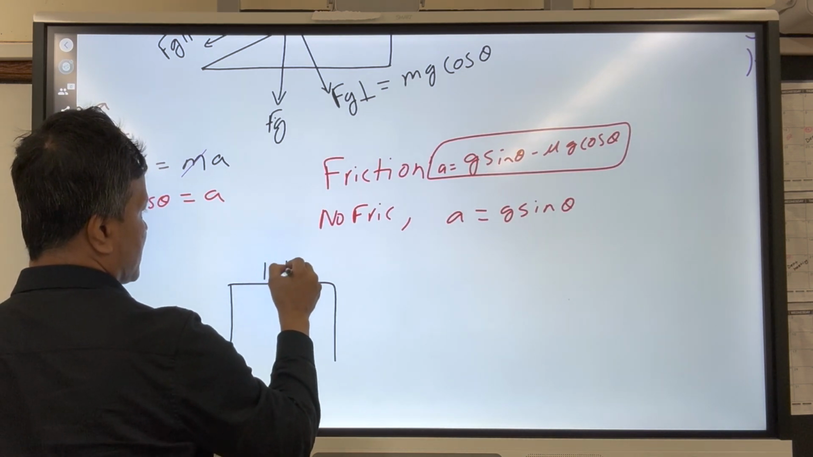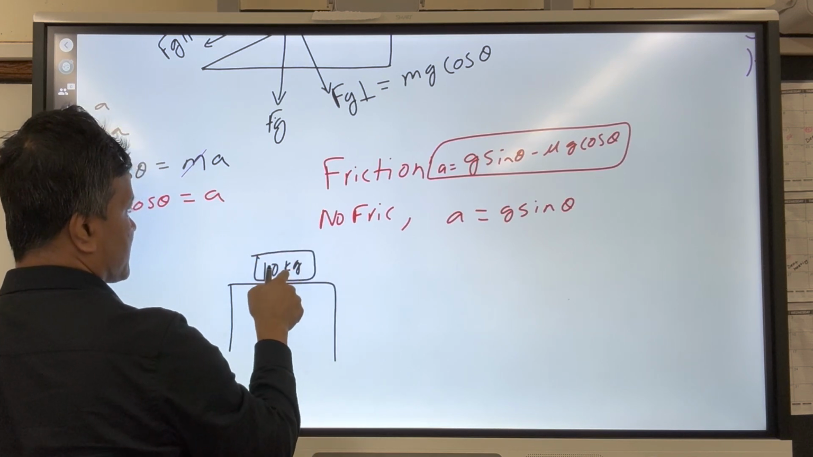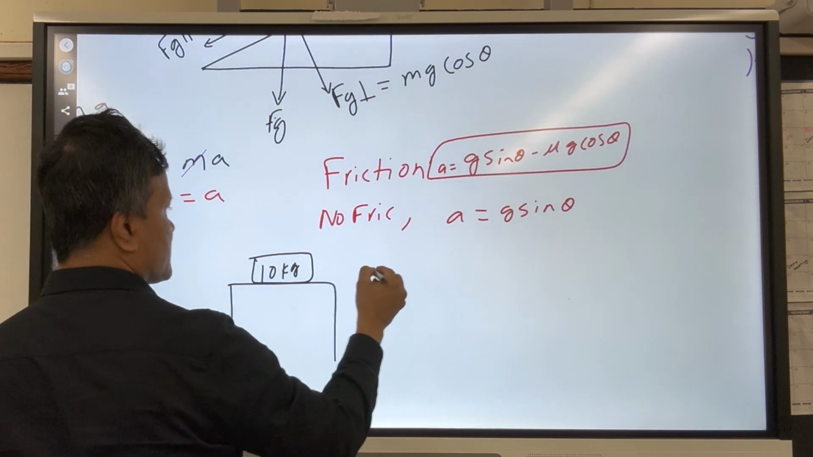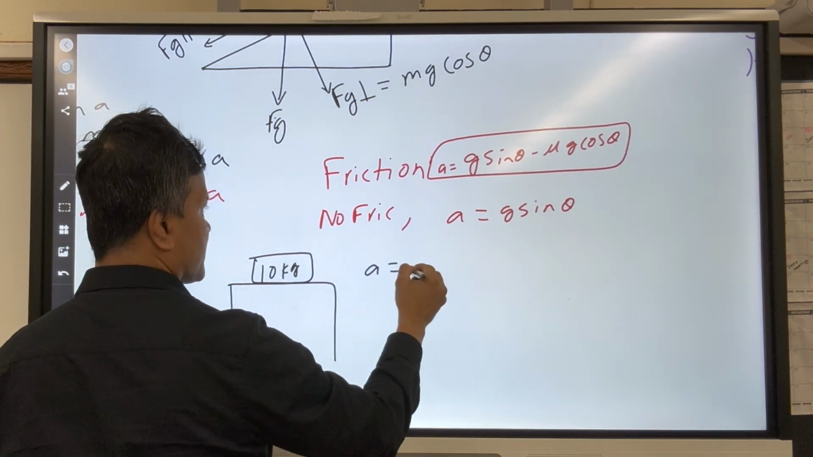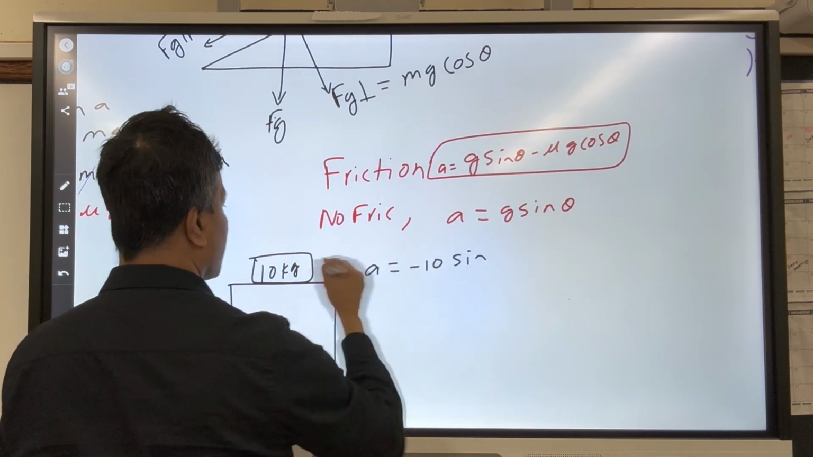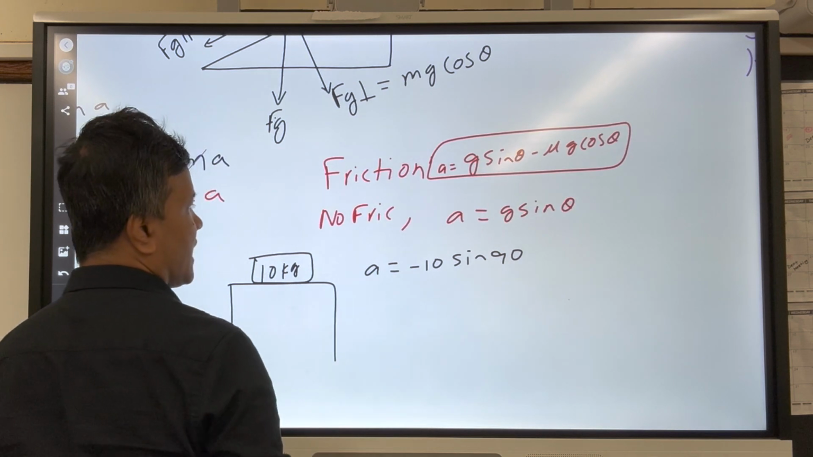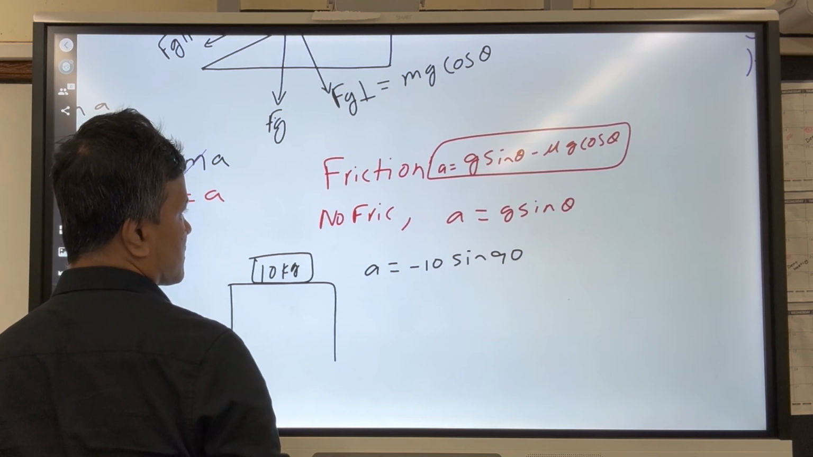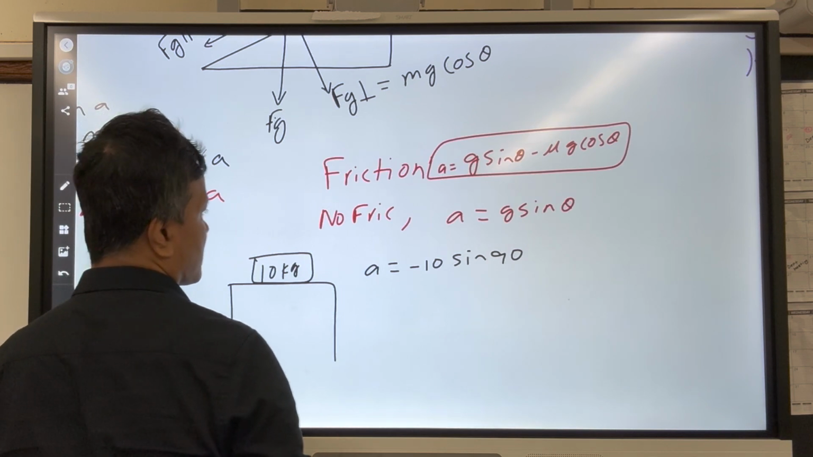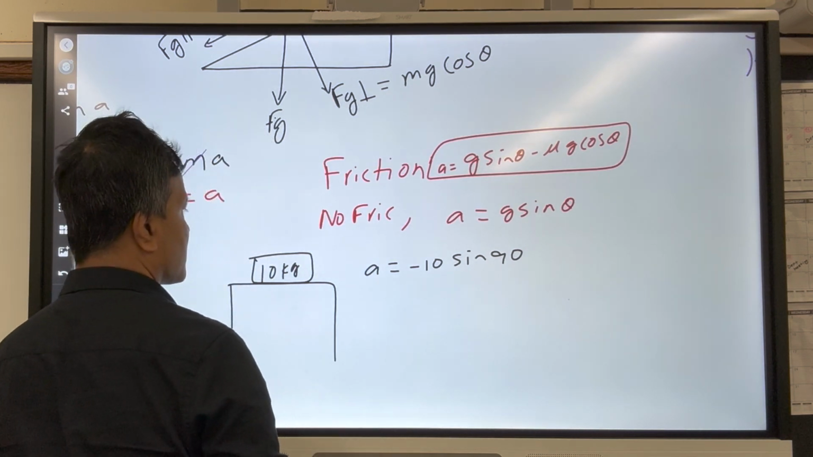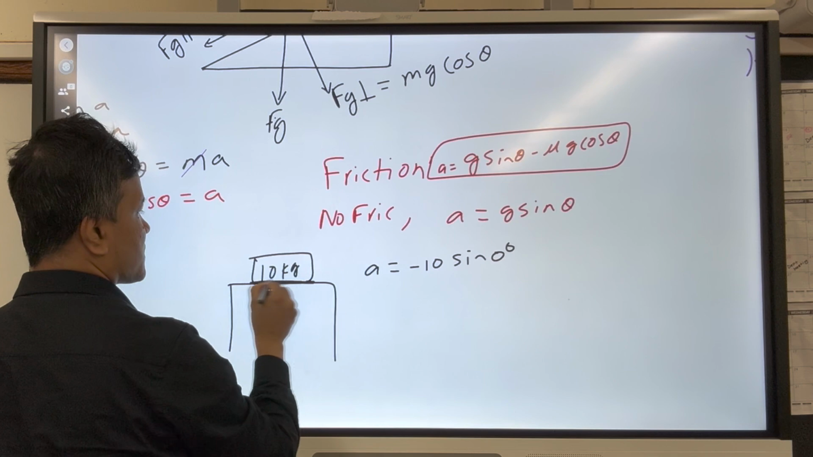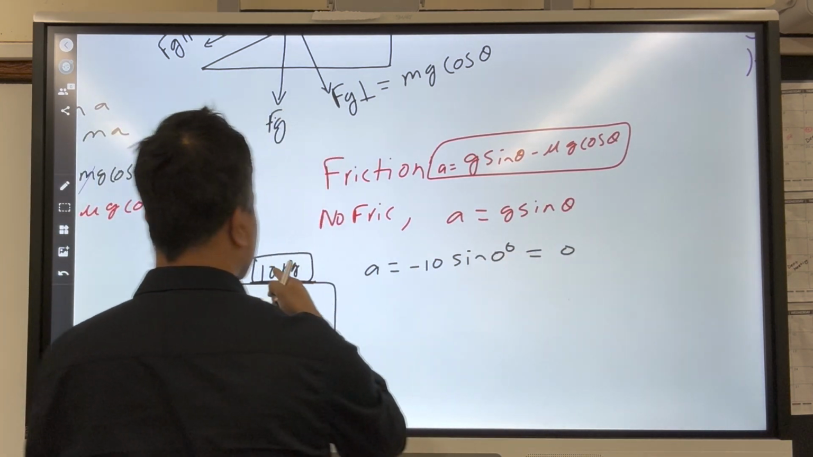A 10 kilogram box sitting right here. What is the acceleration? Acceleration is g, which is of course negative 10, sine 90 degrees. Okay, so sine of this angle, 0 degrees. Why 0 degrees? Because the surface is flat, sine 0 is 0. Acceleration is 0 over here.